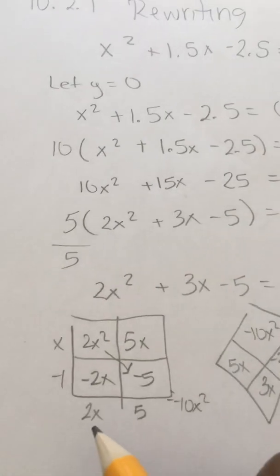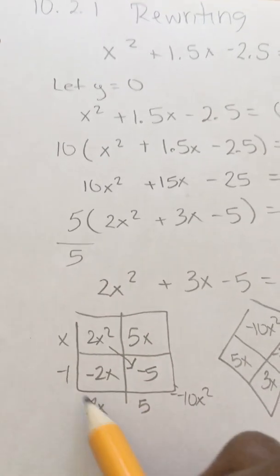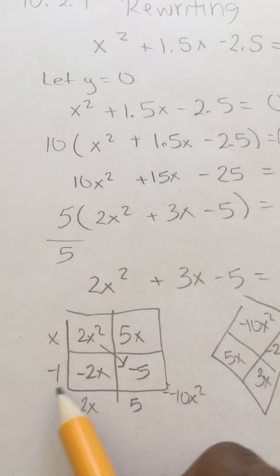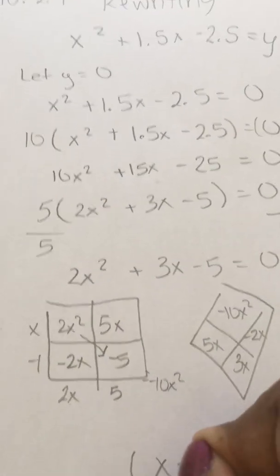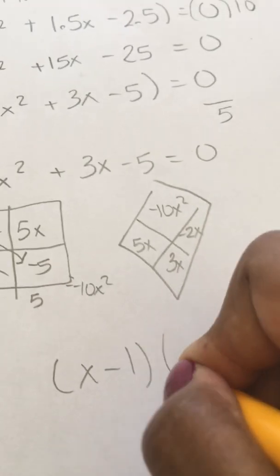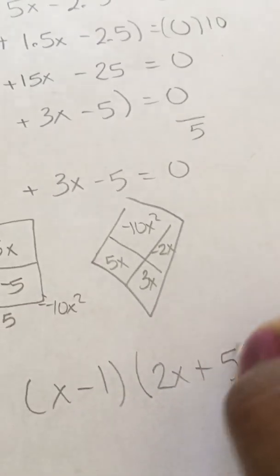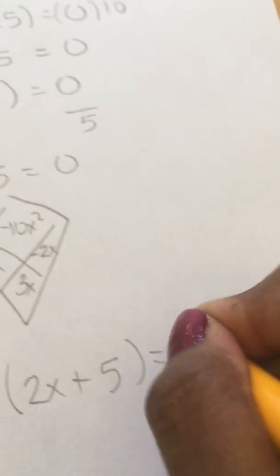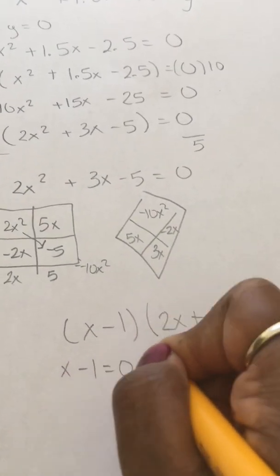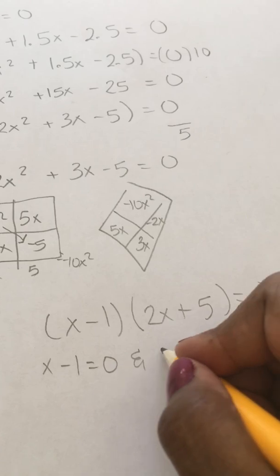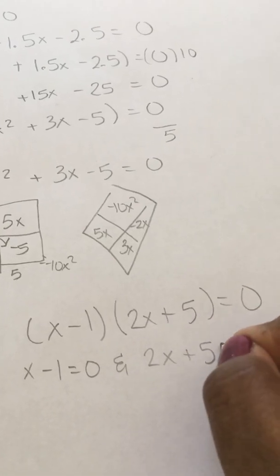Double check, does it multiply? 2x times x is 2x squared, 2x times negative 1 is negative 2x, 5 times negative 1 is negative 5, 5 times x is 5x. So we have (x minus 1)(2x plus 5) equals 0. All right, now let's set up two different problems. We have x minus 1 equals 0 and 2x plus 5 equals 0.